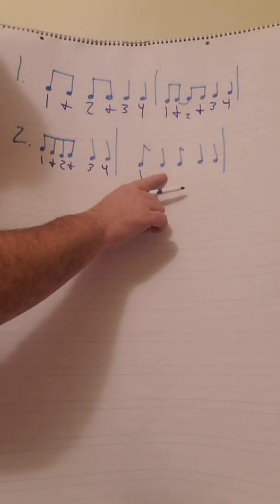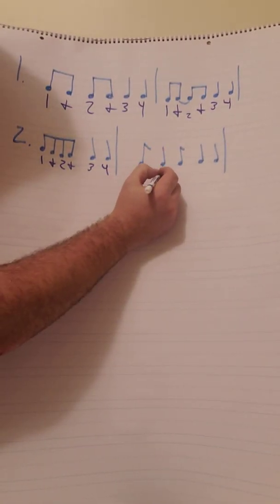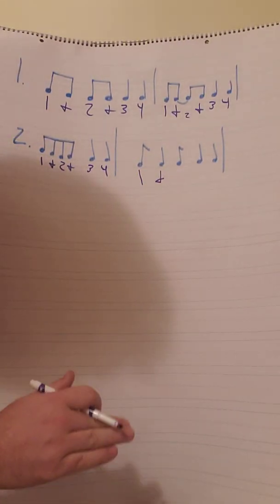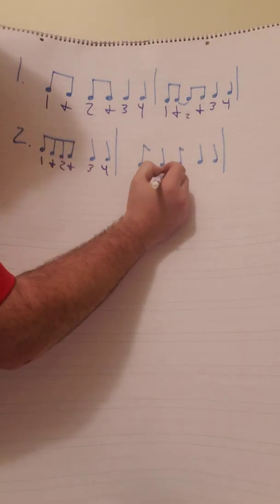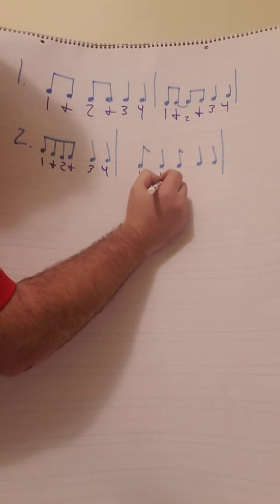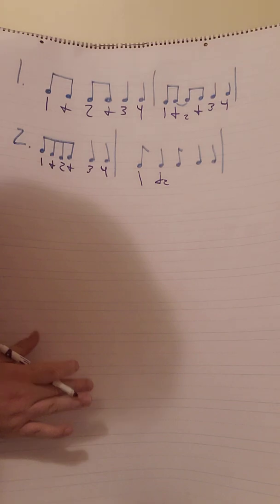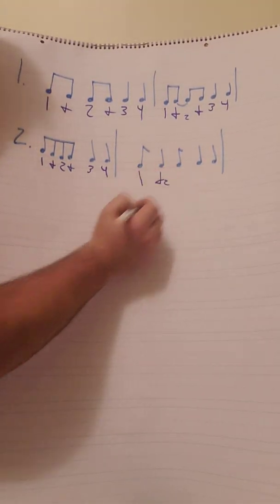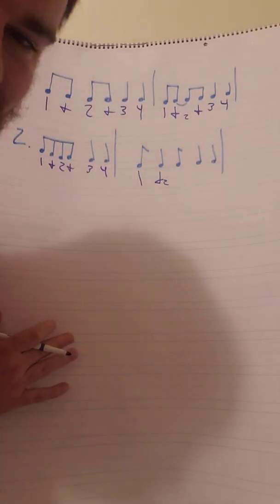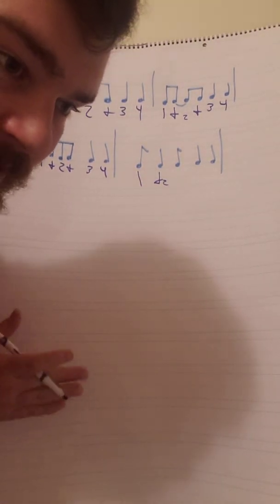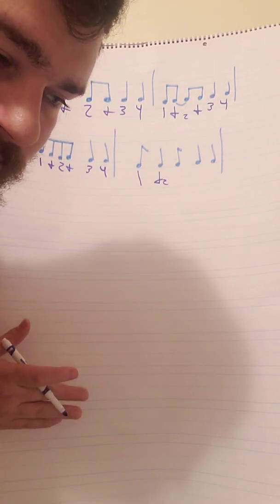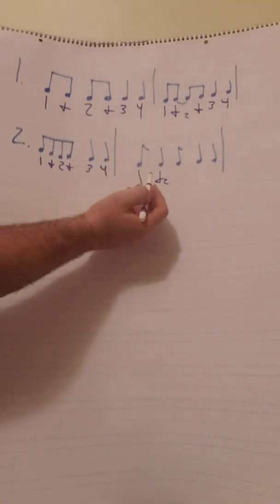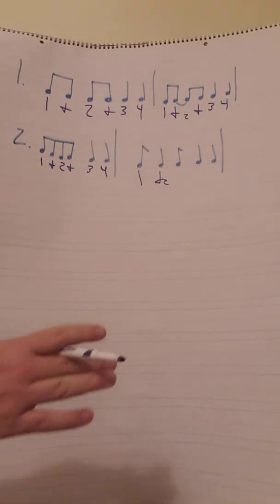So this quarter note would get that and count, okay? But it would also get beat 2. All right? But we wouldn't say 2. We won't say 2. All right? So if you can answer to me why that quarter note gets the and 2, then good for you, okay?